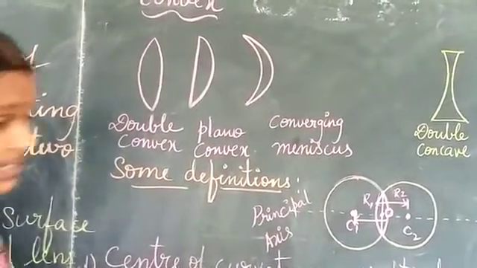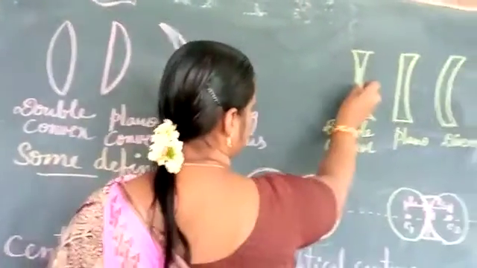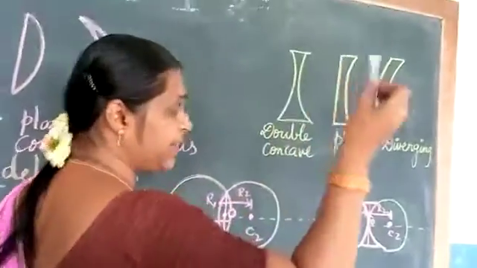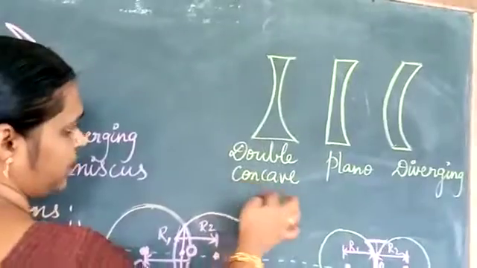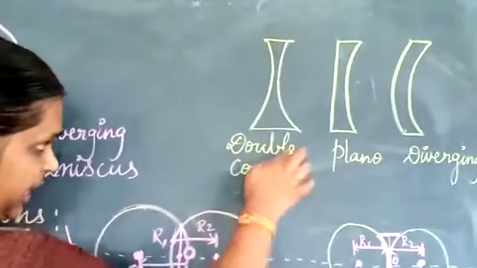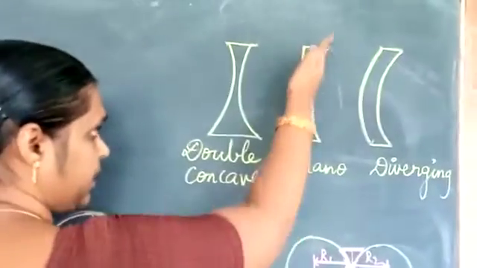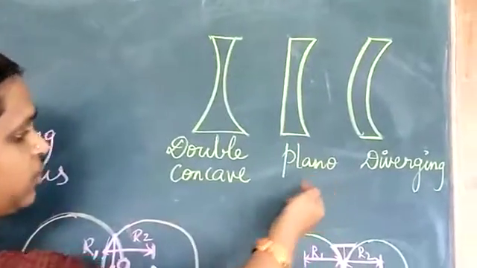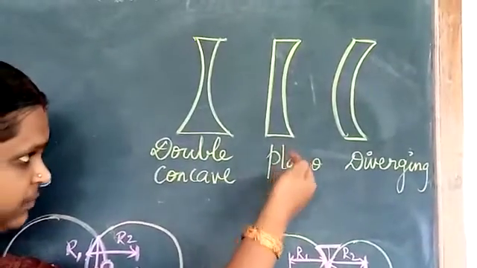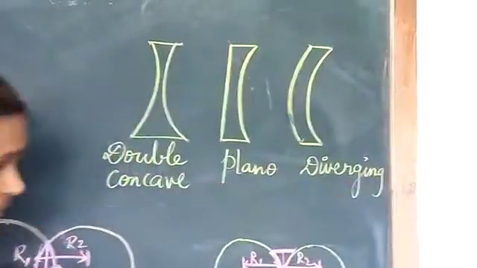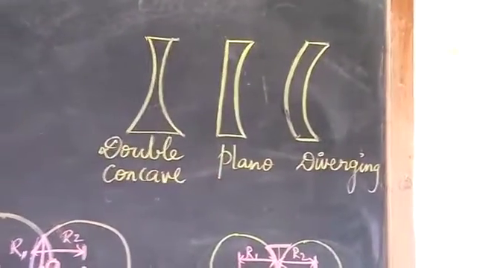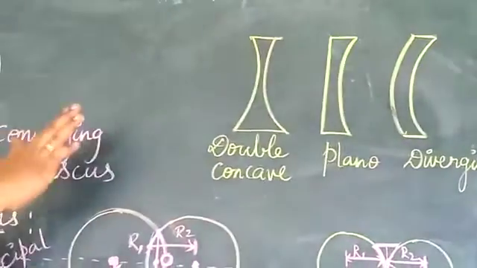Now, can you guess about concave? Yes. So this is a concave lens where two surfaces are concave, you call it double concave. One is plane, one is concave, you call it a plano-concave lens. When two are curved, you call it a diverging meniscus. I hope I am clear up to here.